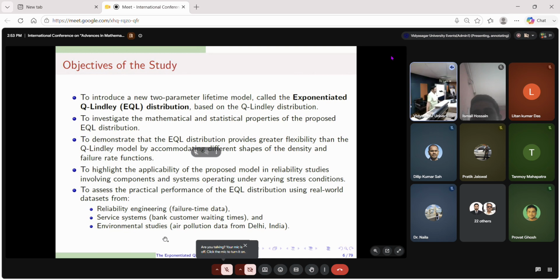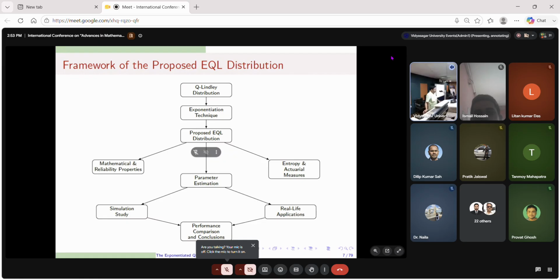System, bank consumer, and environmental studies and so on. Now this is the flow chart of how our distributions come. First of all, the QLindley distribution. Now we adopt some exponentiated techniques to propose a new distribution. Then some mathematical and reliability properties are studied.